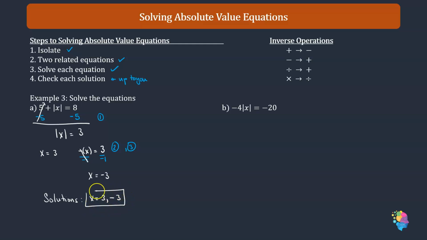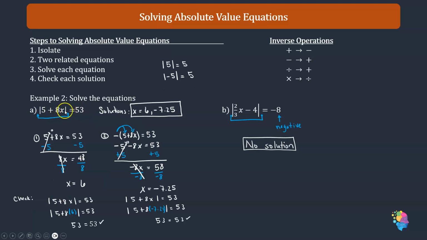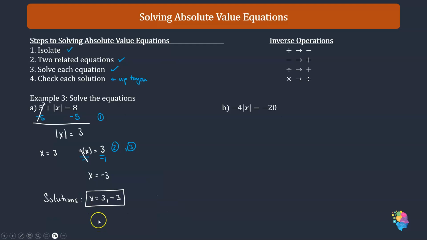Now, never assume that the answers are going to be the same. This is what I mean. Let me go back to example 1. In this example, we got that the solutions were 7 or -7. Notice how they are the same number, one positive, one negative. But then in example 2, notice how they weren't the same. The first solution was 6 and the second was -7.25. On this one, it just happened to be that the solutions were the same, one positive, one negative. Just remember again that it's not always going to be the case.